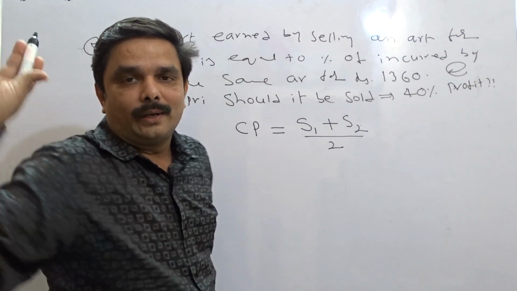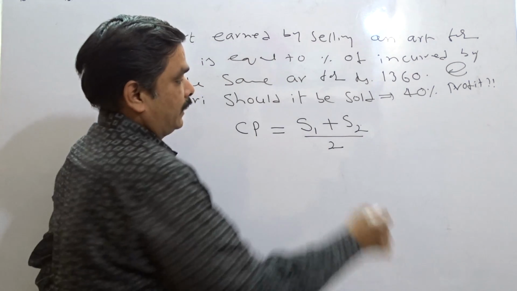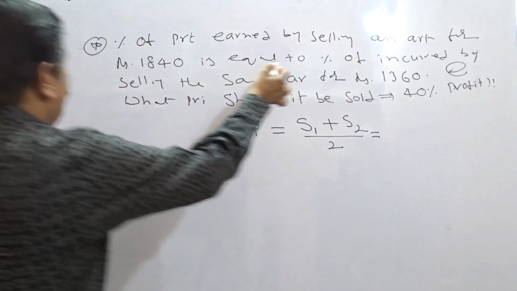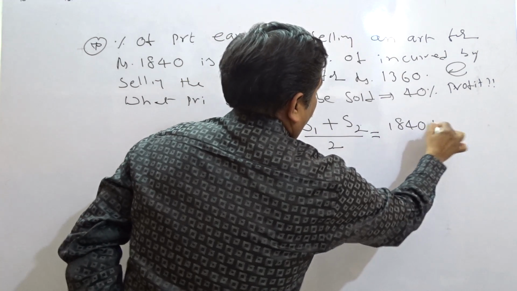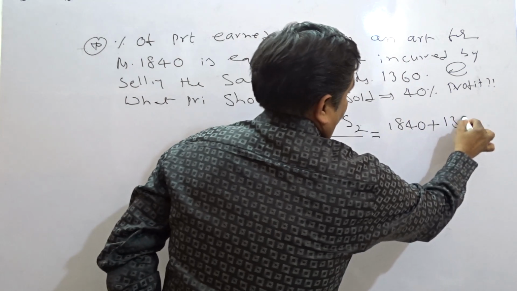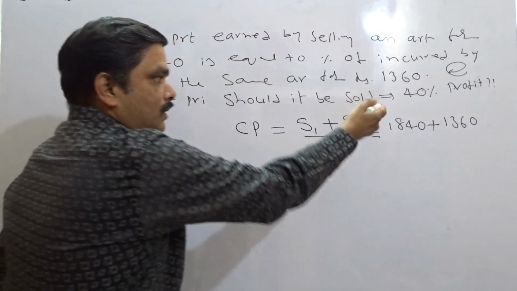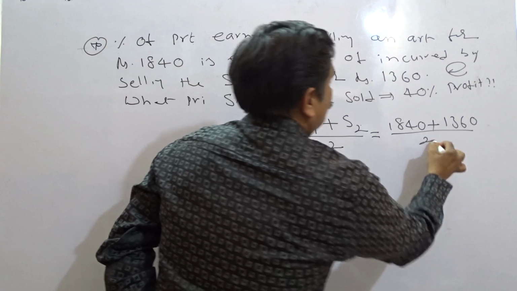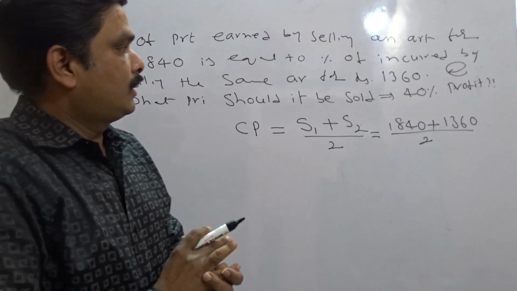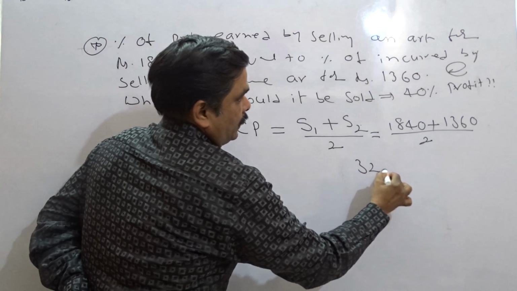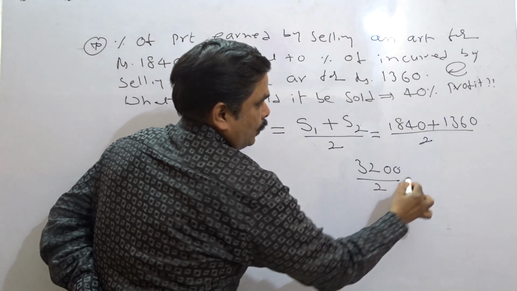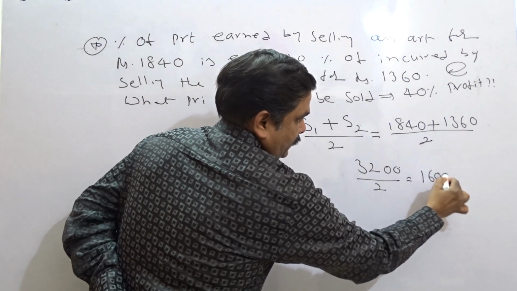Directly you can get the cost price. In this case the cost price is, the first one is 1840, plus the second one is 1360. Add up these two, then divide it by 2. That is 3100 plus 100, 3200. Now it is 3200 by 2. My cost price is 1600.